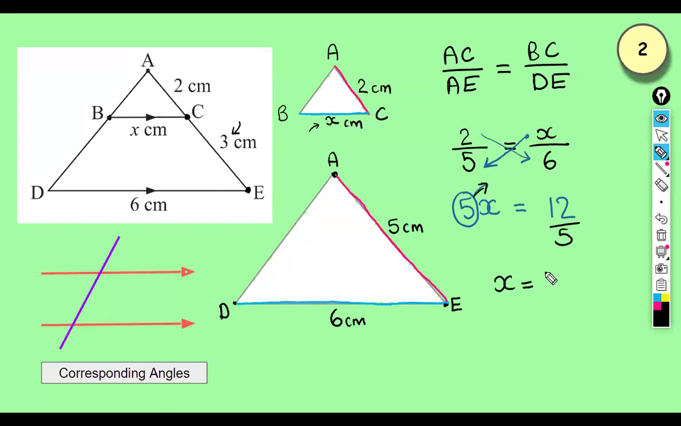Now it's up to you if you want to put your answer as a decimal or as a fraction, but you're going to get 2.4 centimeters, or some people will put 2 and 2/5 centimeters. Either one is correct in the exam. The examiner is not going to care which version you put. All right? So quick question.